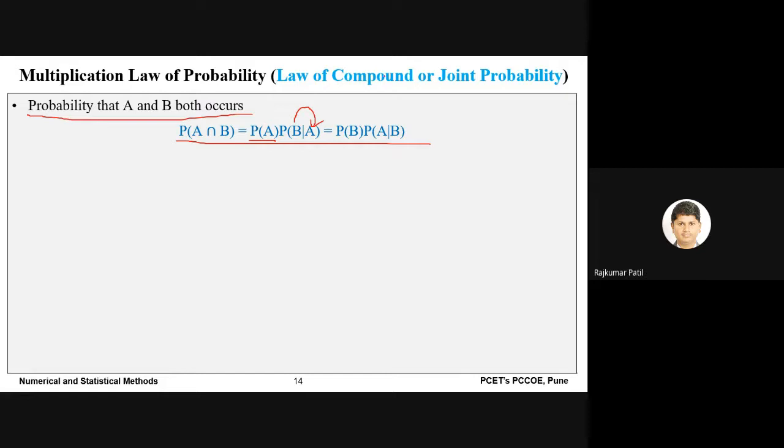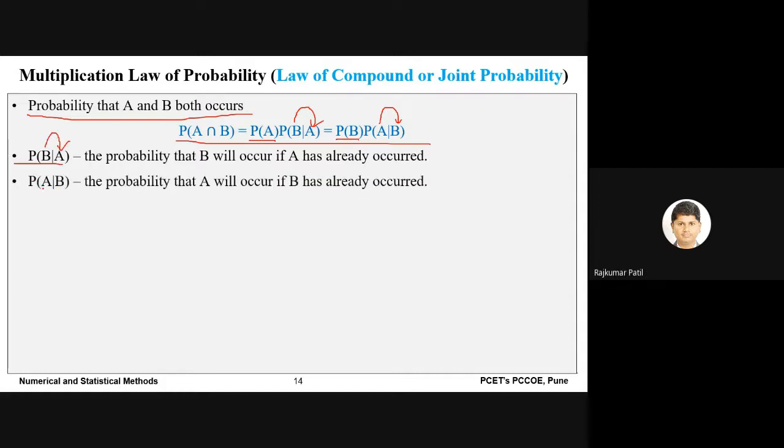The same thing can be expressed as probability of occurrence of event B multiplied by probability of occurrence of event A given that the event B has already occurred. Here, how do you call this? Probability of occurrence of event B given that A has already occurred. Similarly, probability of occurrence of event A given that B has already occurred.